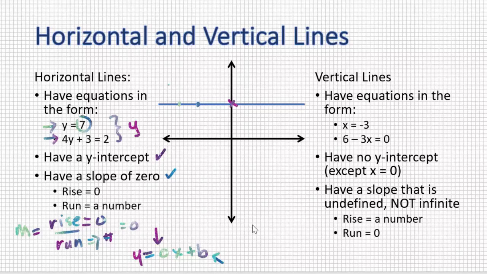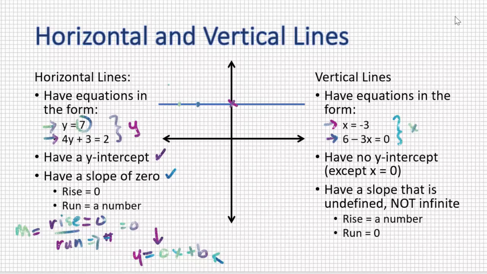For vertical lines, on the other hand, we have equations such as x is equal to -3 or 6 minus 3x equals 0. What do these two have in common? The only variable that shows up is the x. Now, vertical lines aren't functions. They fail the vertical line test. More than one y value for a given value of x. But we want to consider them anyway.